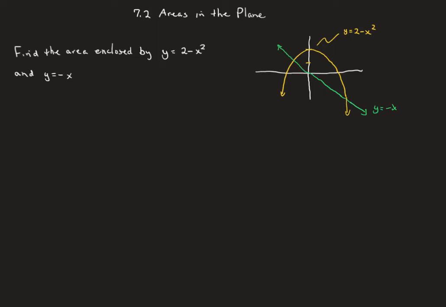We're going to talk about section 7.2, areas in the plane, and we're going to continue to refine and develop our skill at describing what's happening on the differential level or micro level, imagining going from a single rectangle to a Riemann sum, and then getting to the integral.